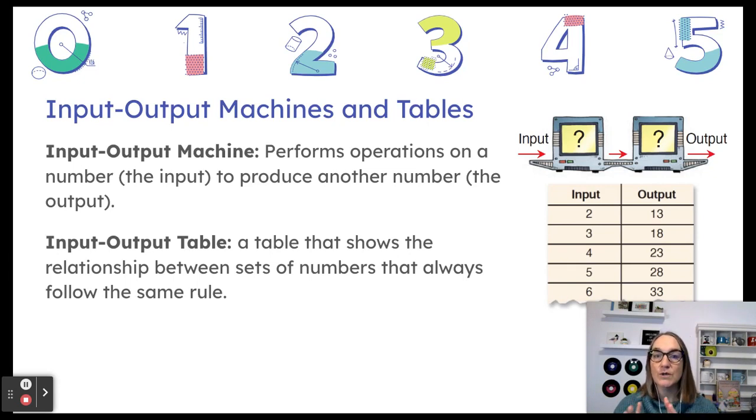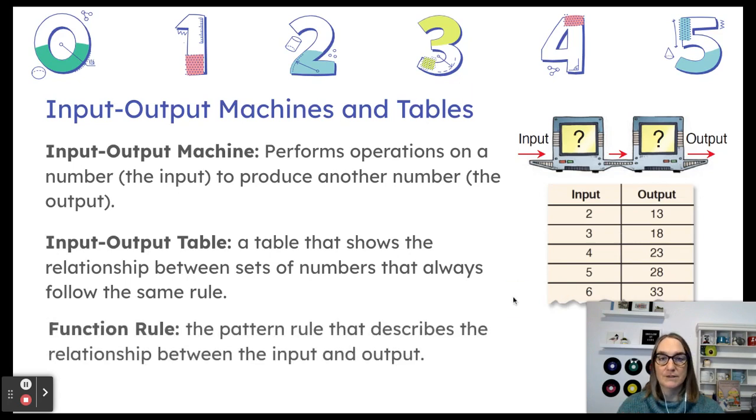Now, because the machine is only programmed to do one specific set of operations to each input, the relationship between any given input and its output always follows the same rule. So in the example I gave before, that rule is multiply by 5, then add 3. That relationship stays the same between every single input and its corresponding output. Now, when we look at input-output tables, we can find the pattern rule that describes the relationship between the input and the output. And this is called the function rule.